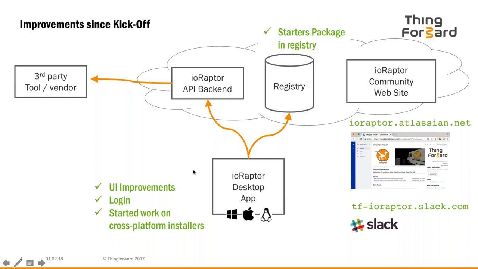We set up the registry. We've put all the tools from the starters package into the registry. The registry itself is mainly a bunch of JSON files. You can look at them at GitHub. And by putting the starters package tools within the registry, we're making them available to the end user of the desktop app.